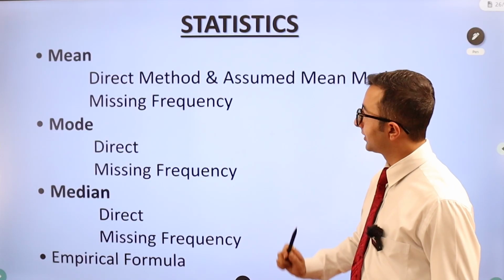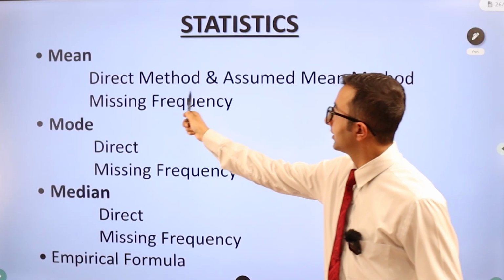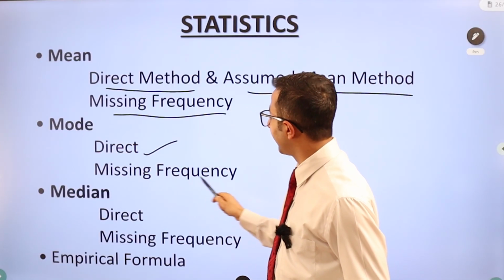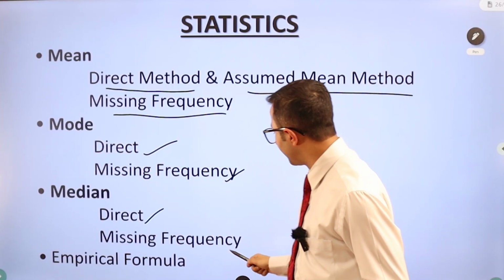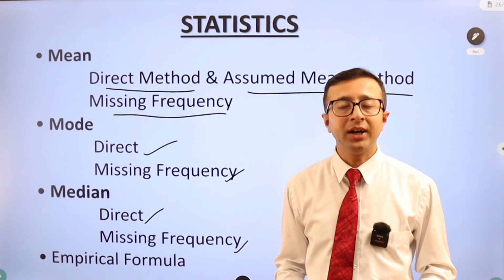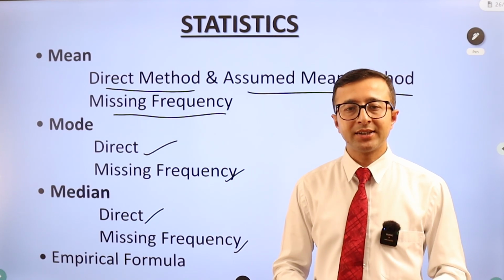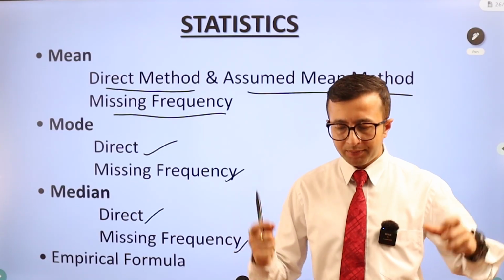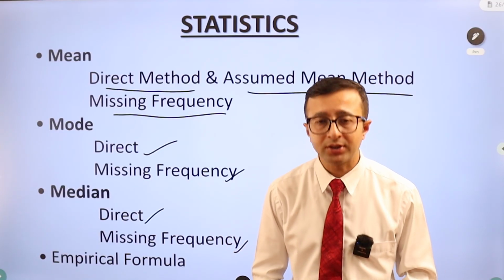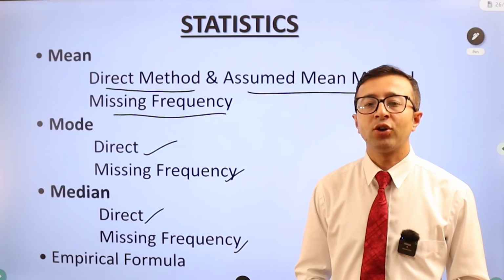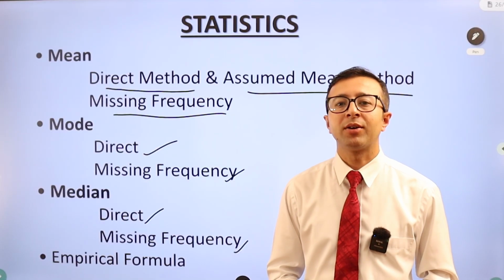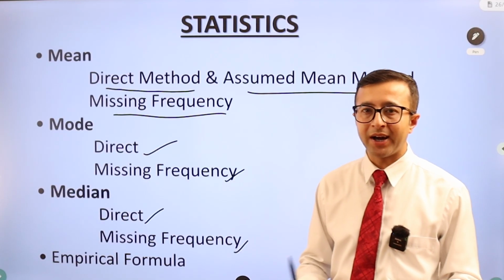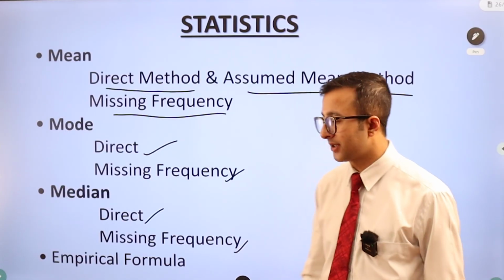So from statistics: mean, median, mode. Mean has three things: direct method, assumed mean method, and missing frequency. Mode: direct and missing frequency. Median: direct and missing frequency. And the empirical formula. Sometimes a question will be asked just like this: a class interval and frequency distribution table will be provided. From there you need to find the sum of the lower limit of the median class and the upper limit of the modal class. Such types of questions may be asked from the unit statistics.